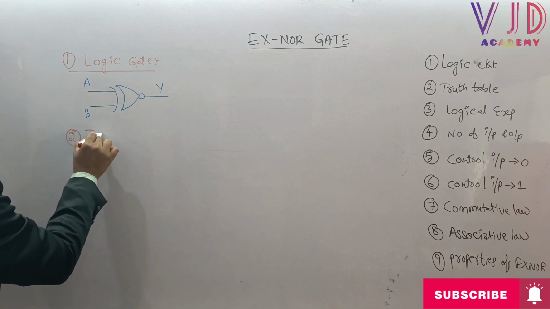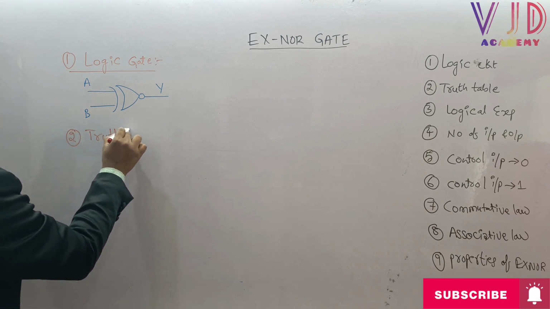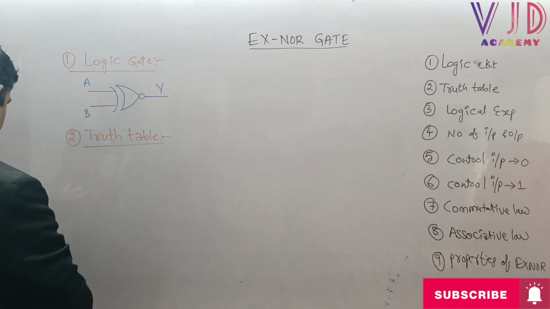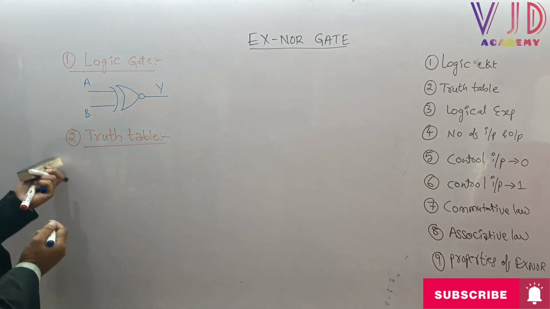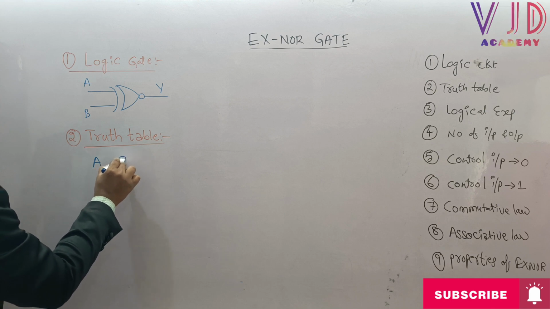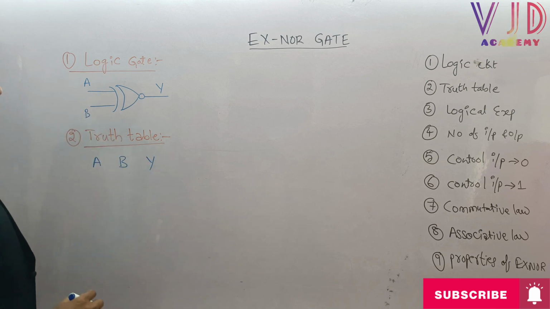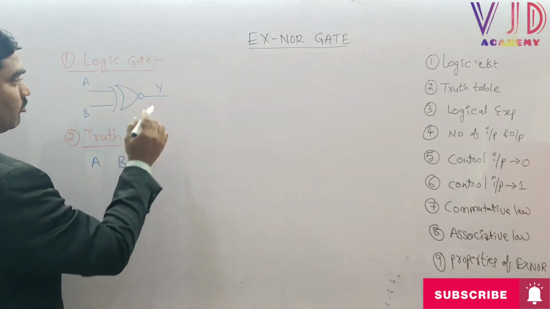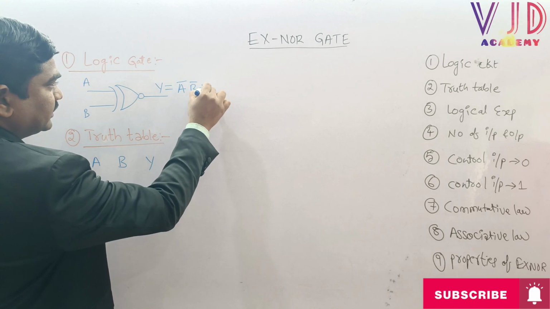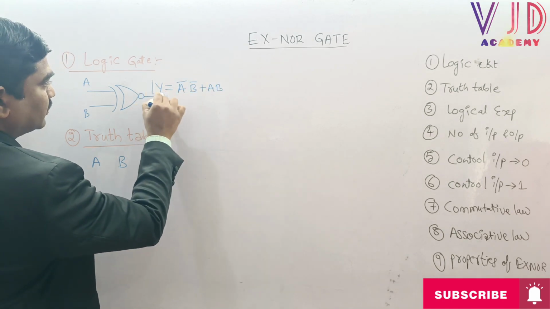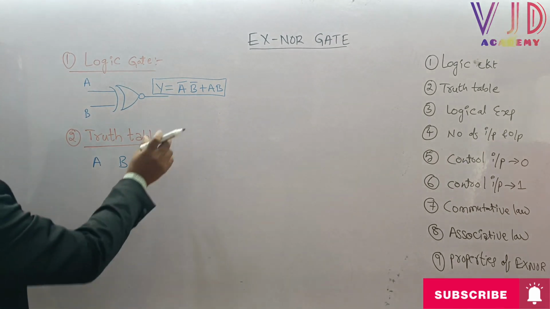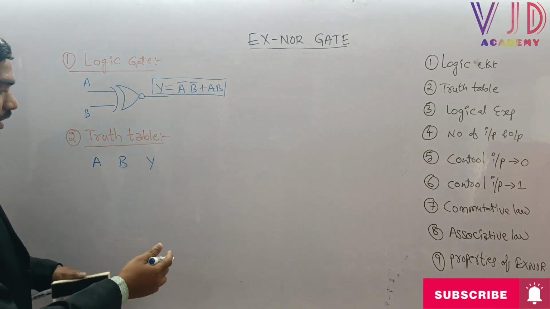And the second thing, sir, the truth table for the XNOR gate. Let us try to understand. Here the truth table is also similar to the XNOR gate. Here we have two inputs, which are A and B, and Y is the output. Sir, for the Y output we can say A bar B bar plus A into B. This is the logical equation. Based upon this equation, let us try to draw the truth table.